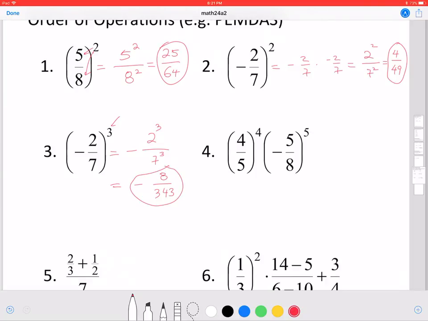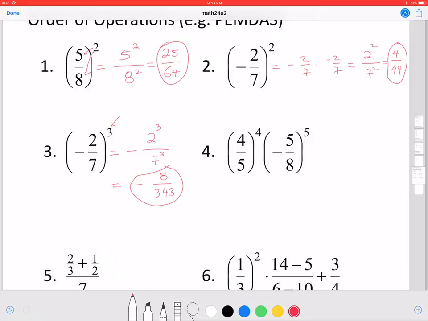So please take a look at the results of problems 2 and 3. Problem 2, you lost your negative, because when you square a negative, you end up with positive. Problem 3, you retained your negative, because if you cube a negative, you still end up with a negative.